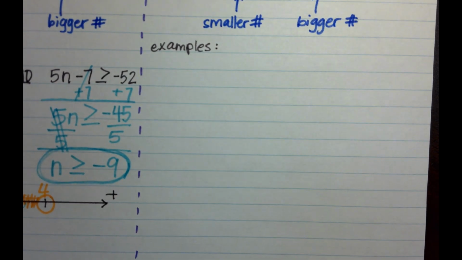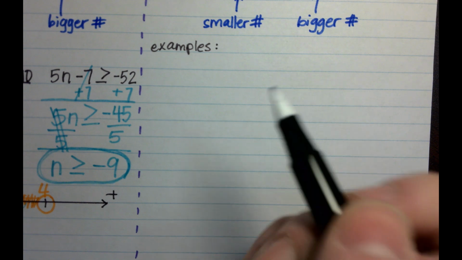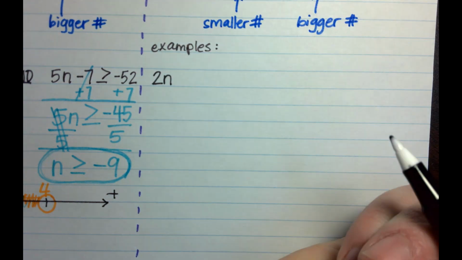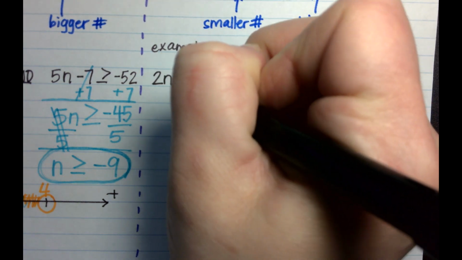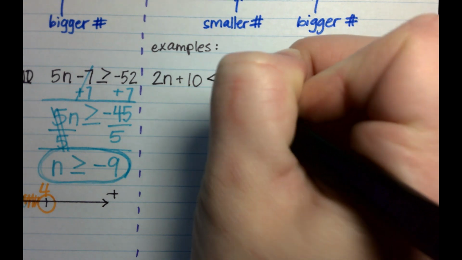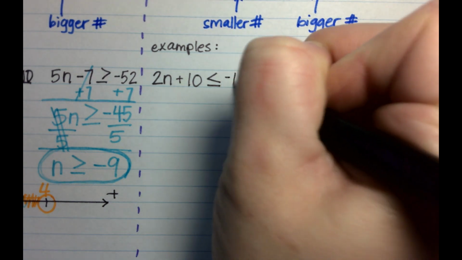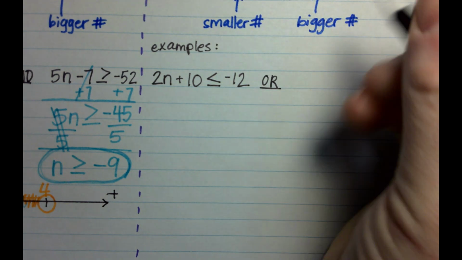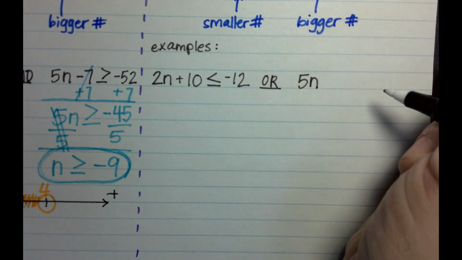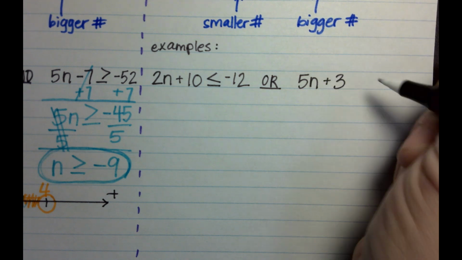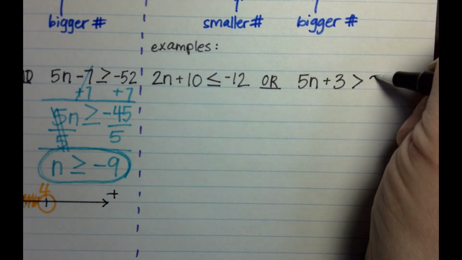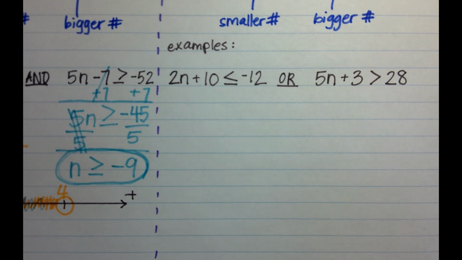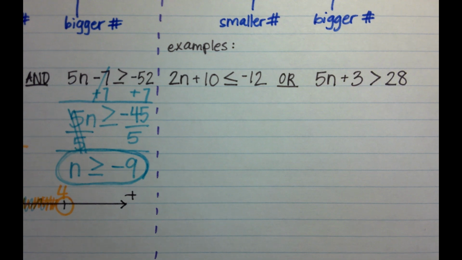All right, so I'm going to give you 2n plus 10 is less than or equal to negative 12, or 5n plus 3 is greater than 20. So here's my two inequalities, my compound inequality.